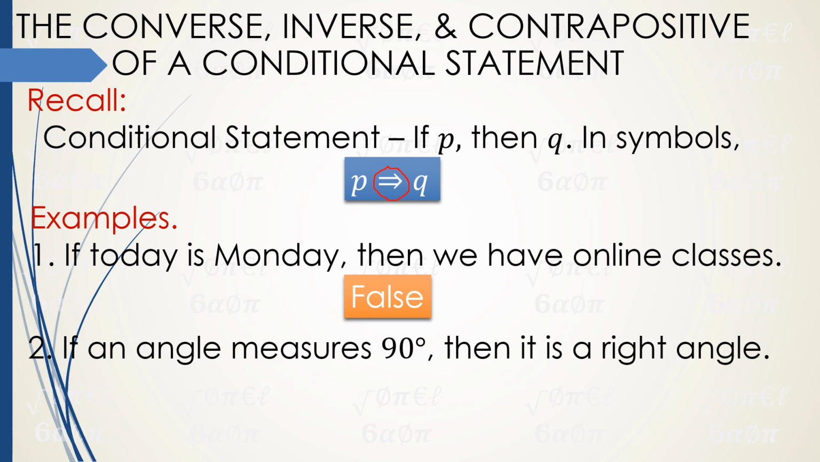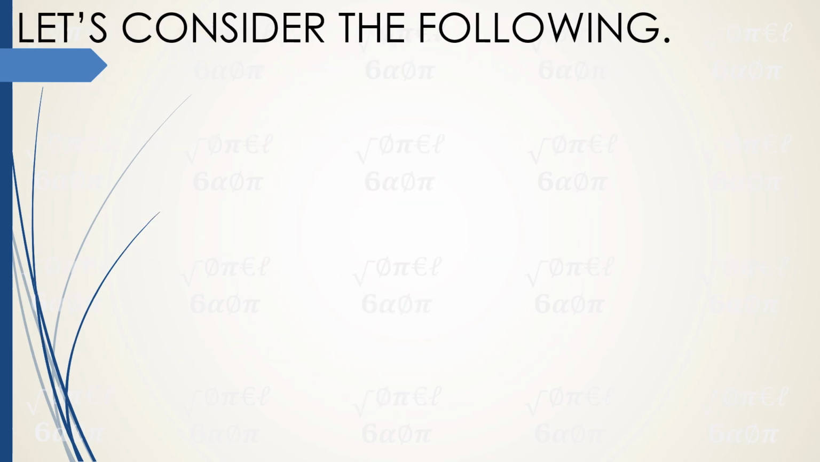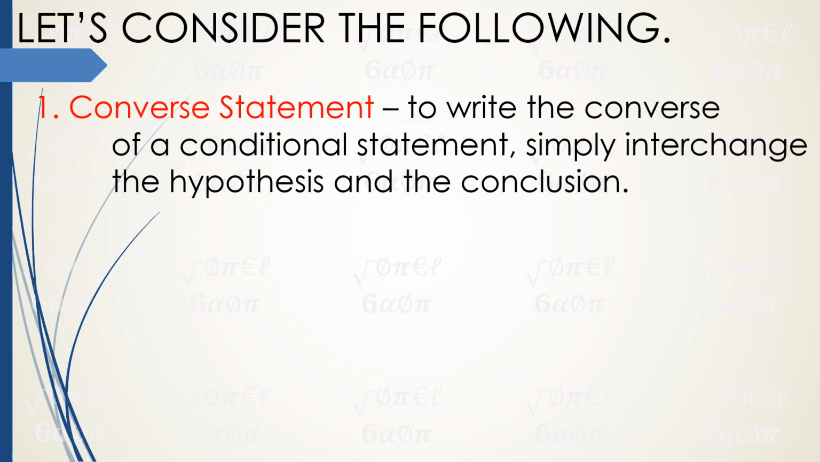Number 2, if an angle measures 90 degrees, then it is a right angle. What do you think is the answer? It is a true statement. It is simply because if an angle measures 90 degrees, automatically, it is considered as a right angle. Okay, so let's now consider the following.